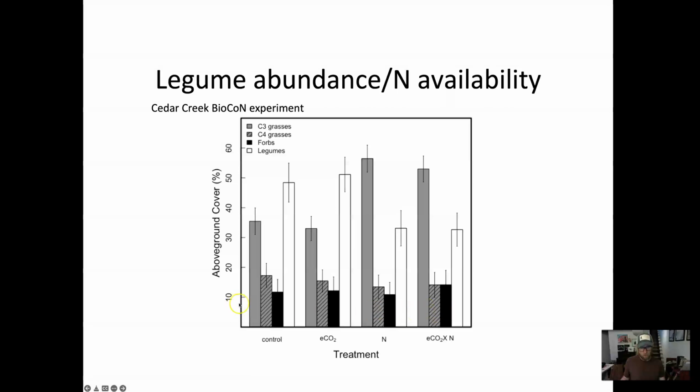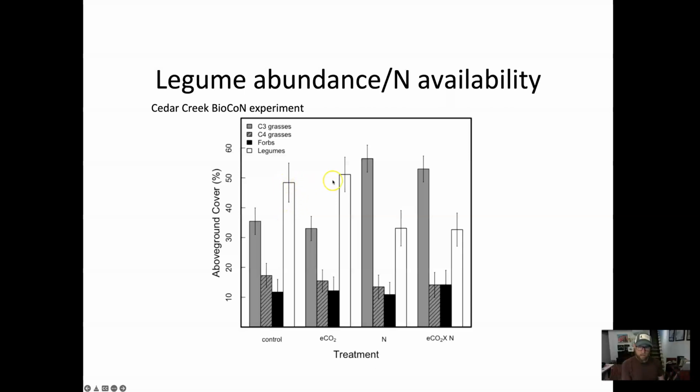These are 4 different treatments at an experiment in Minnesota. We have just the control treatment. We have an elevated CO2 treatment. So they're flooding the air with extra CO2 to simulate future conditions. But these 2 groups on the left don't have any nitrogen added, and this is a pretty nitrogen limited system. And then the 2 groups on the right have nitrogen added. And then the legumes are these open bars. So we'll just focus on those and ignore everything else for now.